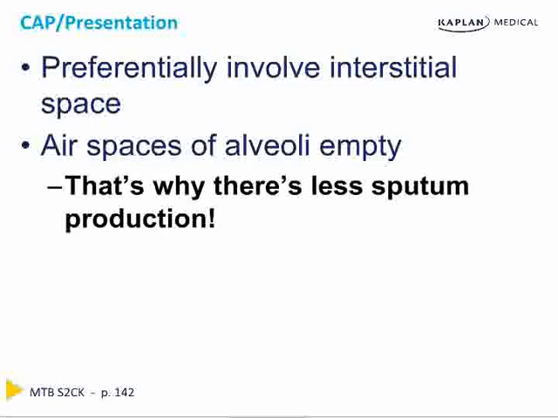In a lobar bacterial pneumonia, the alveoli will be filled with pus, and the cough will be productive of discolored sputum. In an interstitial pneumonia, such as those caused by the organisms on the previous slide, there's going to be much less sputum production because the disease is primarily in the interstitium and not in the alveoli.